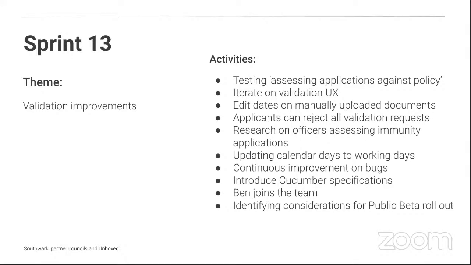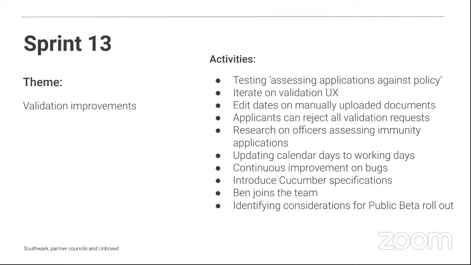The focus for this sprint has been improving the validation process. So there's been quite a few activities that we've been completing to work towards that and to work towards improving other parts of the system at the same time. During this sprint, we completed quite a few tests for the assessment process. So that's the new assessment against policy function that we introduced and that we demoed during the previous show and tell.